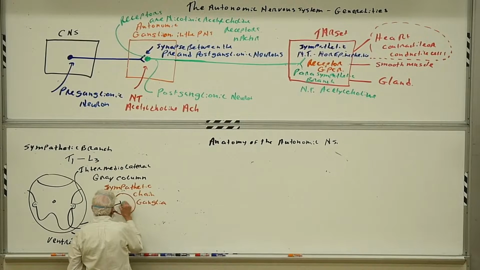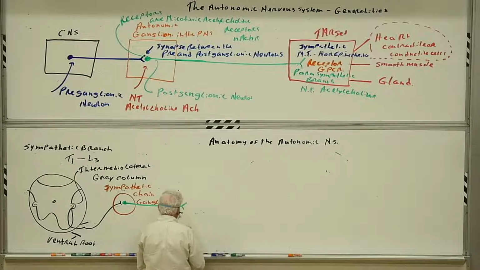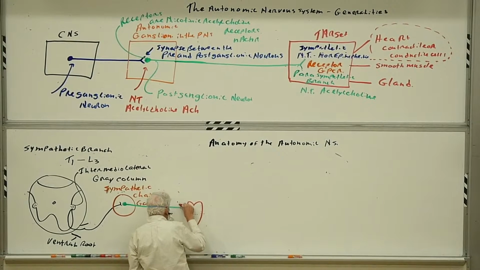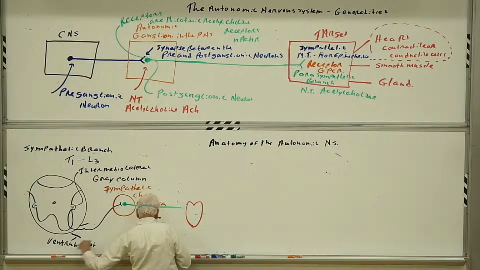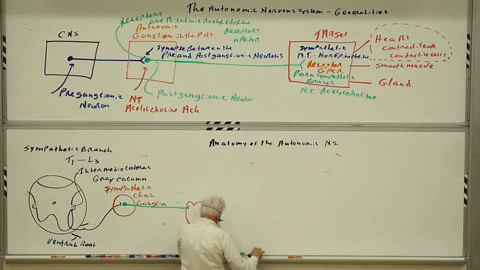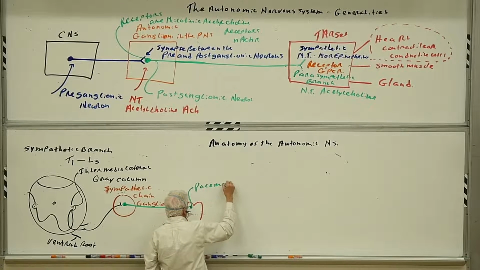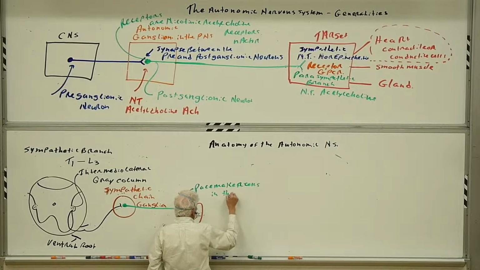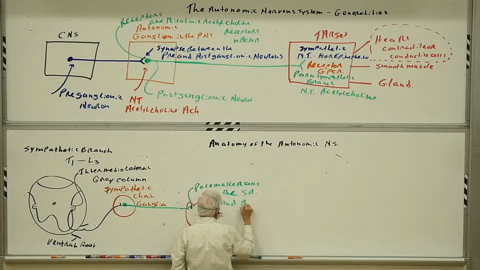Now that postganglionic neuron sends a process out, and it's going to innervate the heart. Specifically, it's going to innervate the pacemaker cells. So I'll make this as kind of a green dot and label this as the pacemaker cells in the SA and AV nodes.